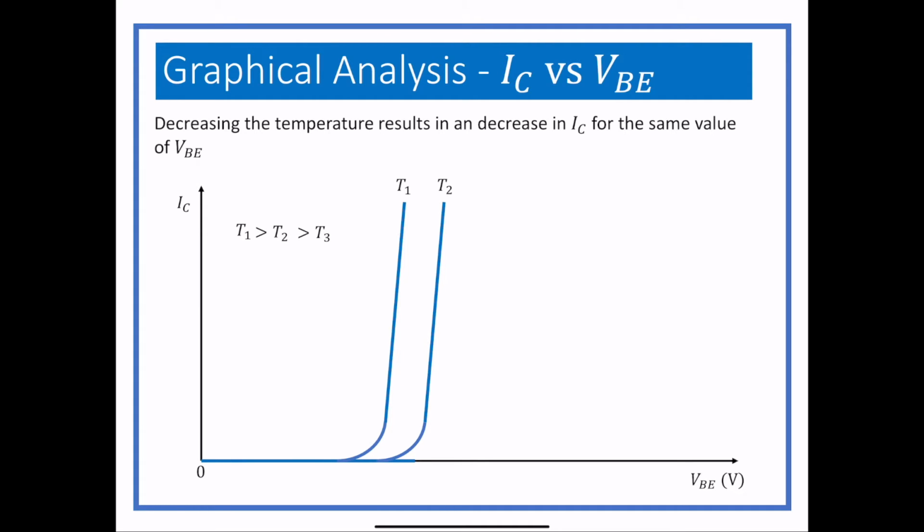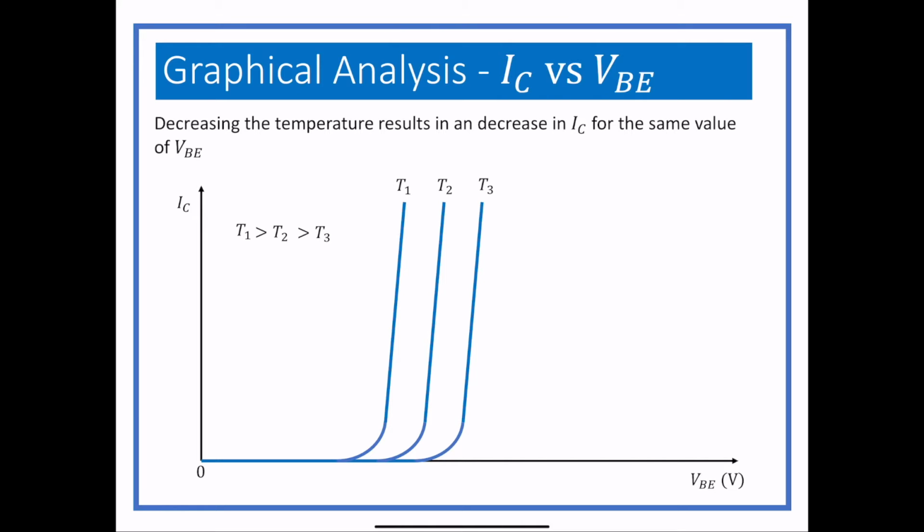And the same thing happens if you add a third one. As you decrease the temperature, the whole curve shifts for a greater value of VBE needed to make the same amount of collector current. That's basically what that does.